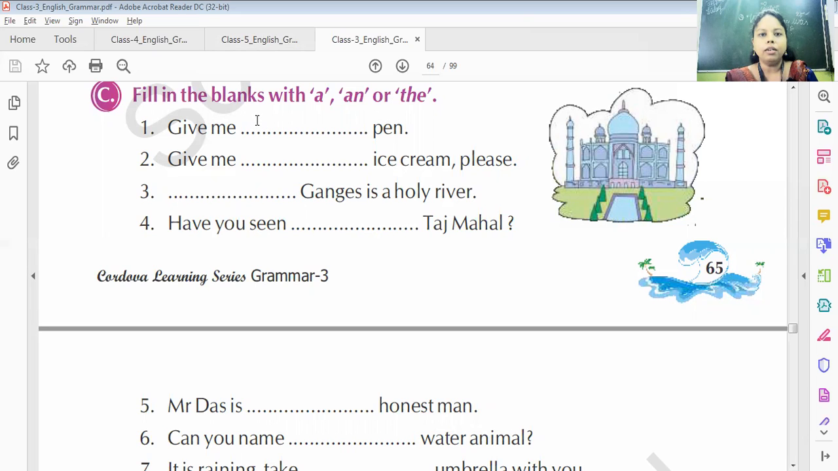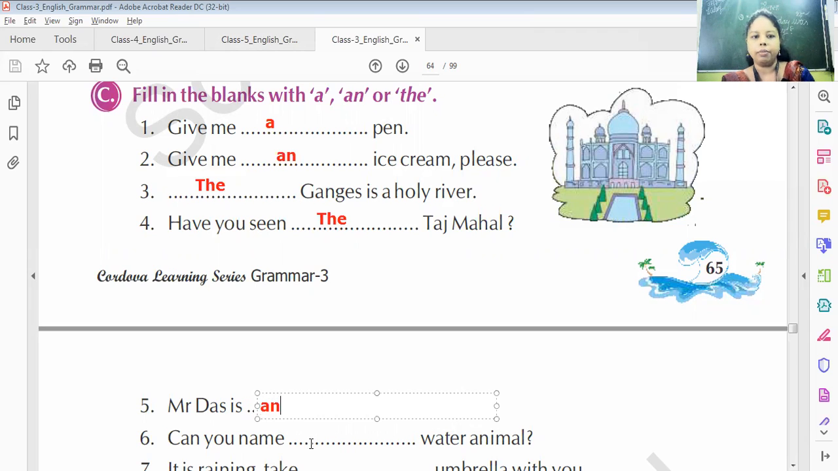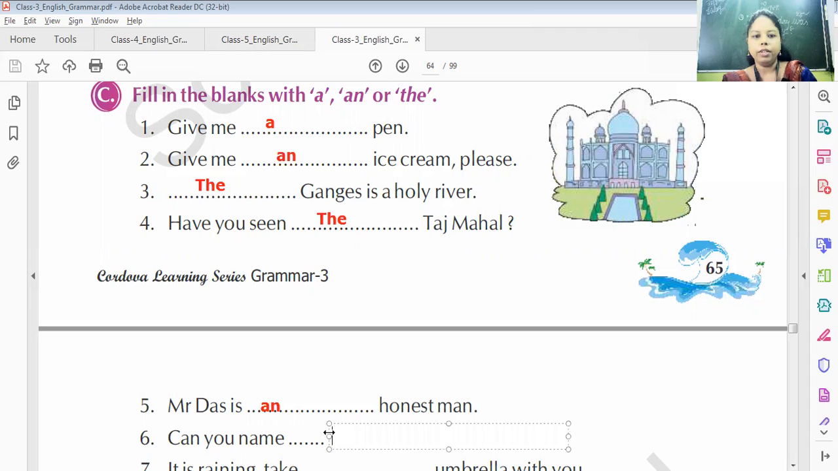Now, give me a pen or an pen. Here we have to use right a pen. Give me an ice cream. The Ganges. The Ganges is holy river. Have you seen the Taj Mahal? Because it's a famous building. With famous building, unique objects, holy books, holy river, and sea, the name of seas, we have to use the. Mr. Das is an honest man. Can you name a water animal?